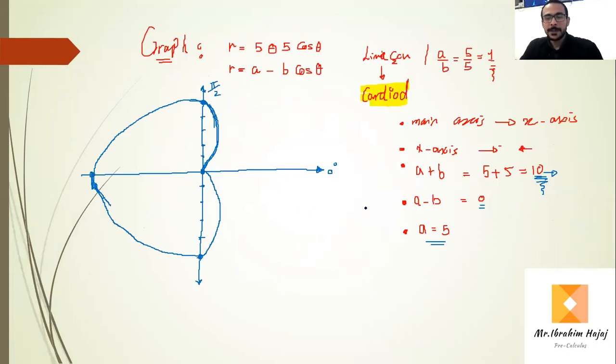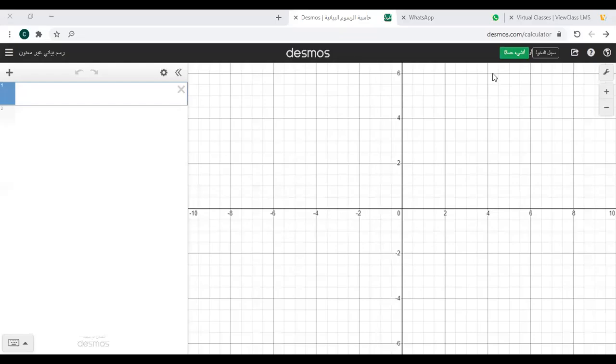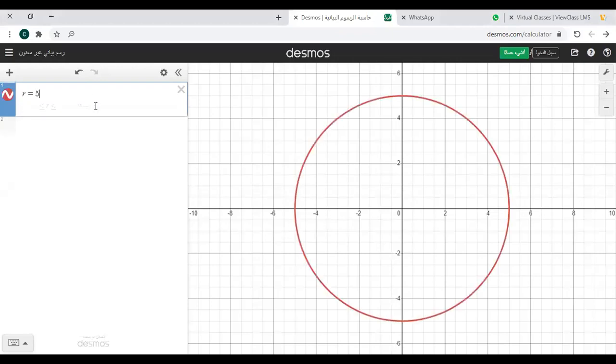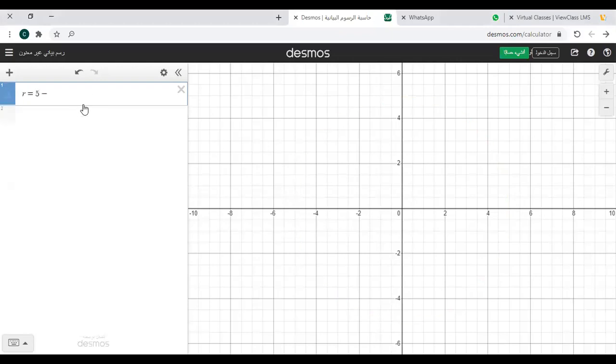Yes, we can open the Desmos graphing calculator and graph this equation: r equals 5 minus 5 cosine theta. You see my screen? It is r equals 5. Write the equation here. Minus 5 again, cosine the angle. Where is theta?